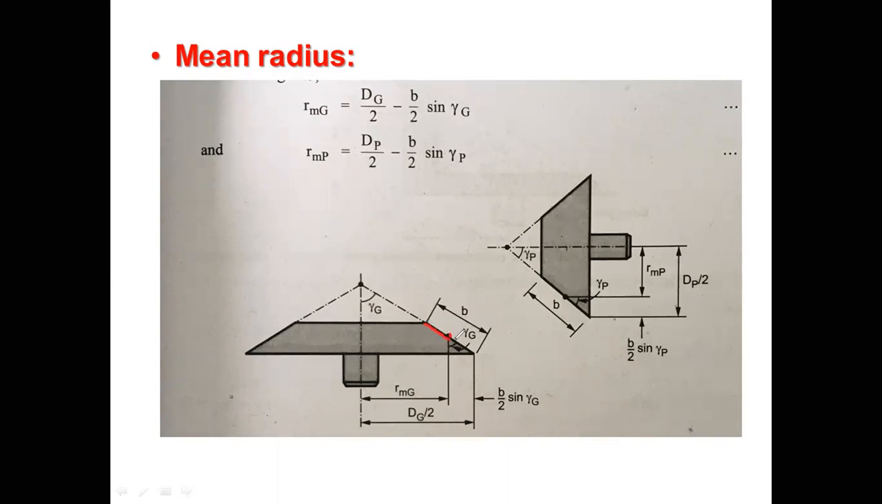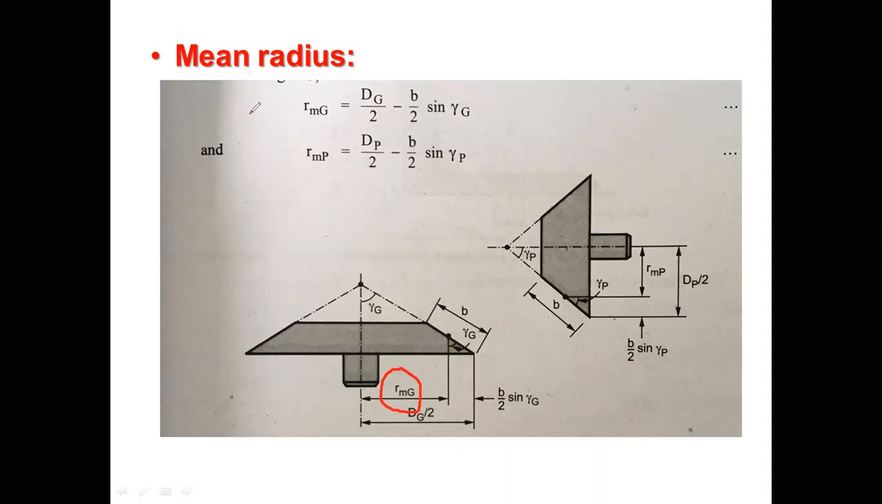This is the face width of the bevel gear, and this is the middle of the bevel gear. Then this radius is called the mean radius. If we calculate the mean radius of the gear, it is denoted by rmg, and if we calculate the mean radius for the pinion, it is denoted by rmp.